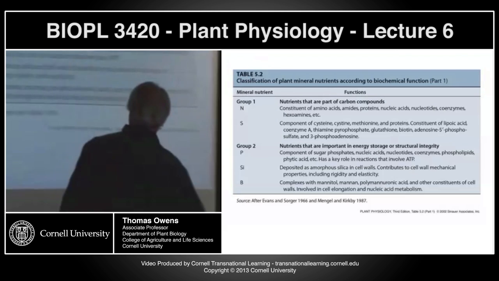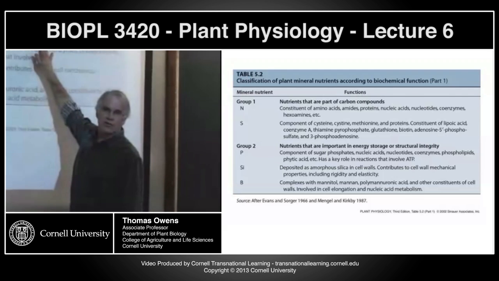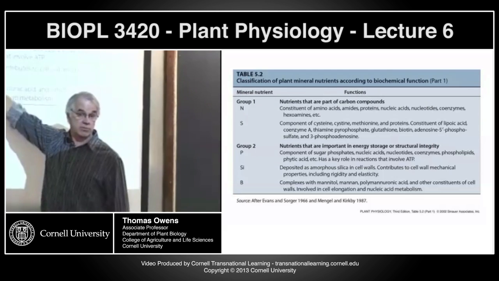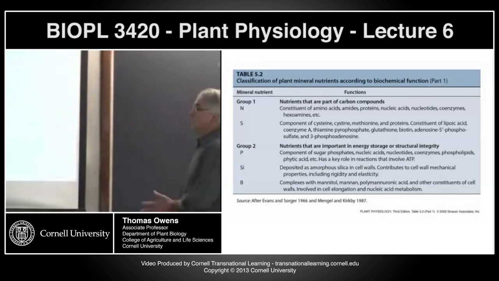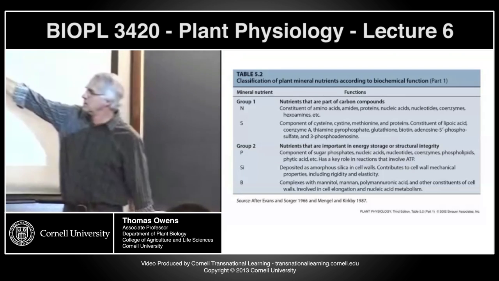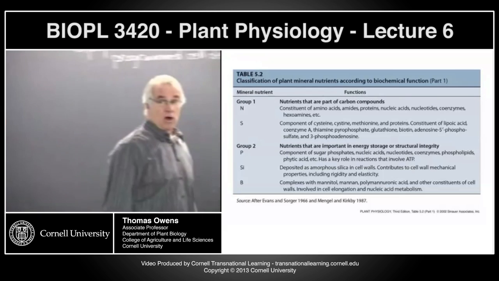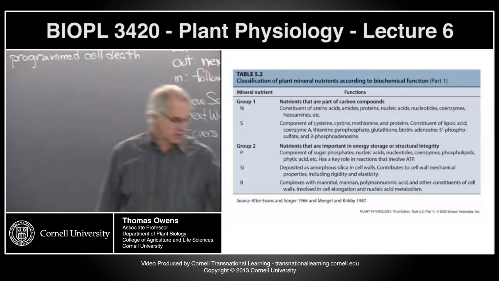Group 2 says, well, important in energy storage and structural integrity. Well, that's already pretty heterogeneous, right? Because certainly phosphorus, we'll see, plays a really important role in energy storage, things like ATP. But what's ATP got to do with silicon and boron that are more related to creating cell walls? So not very natural groups.